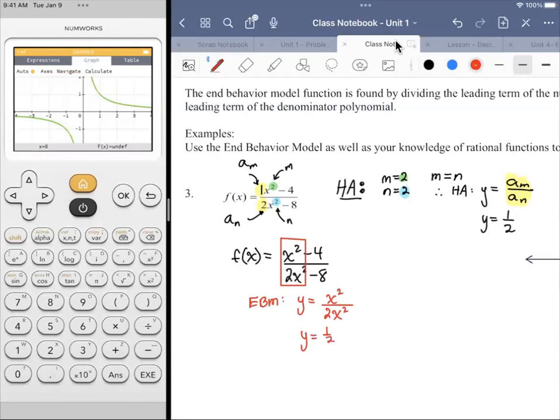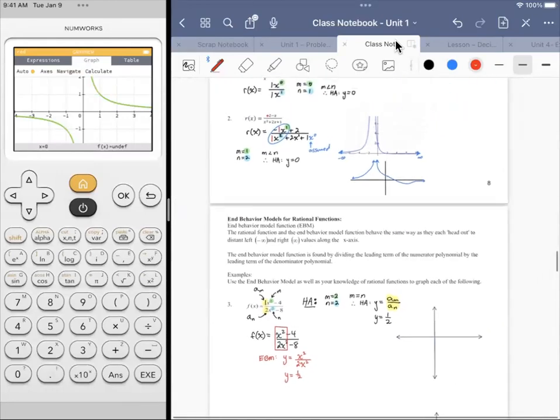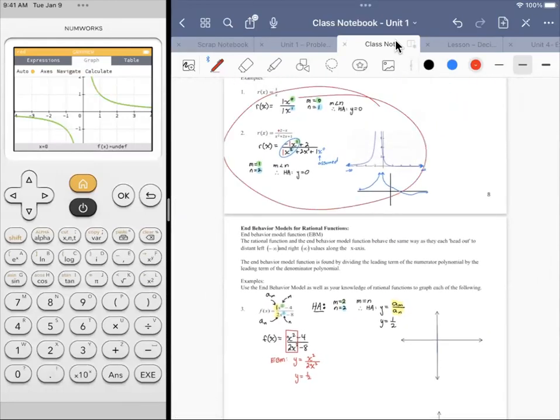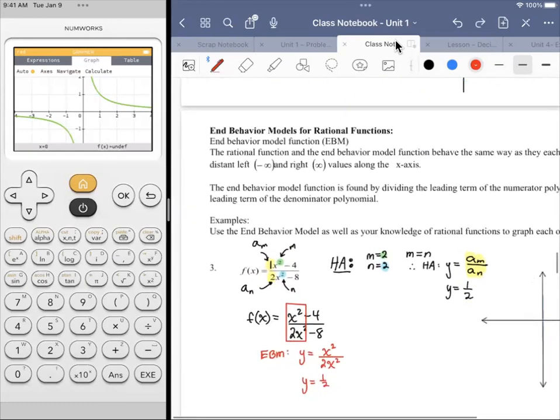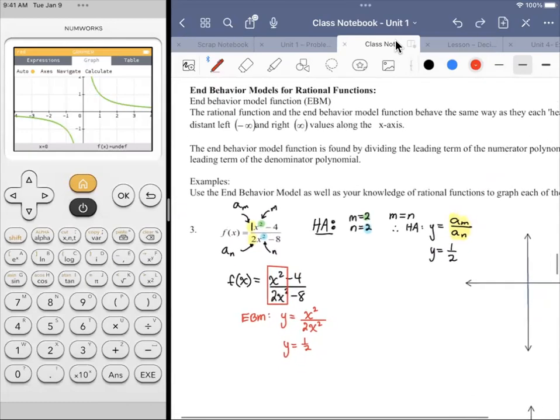The issue that we run into is related to the other functions, these ones over here. If you try that same technique, you end up with a rational function as the end behavior model, so it doesn't really help. And it's kind of like defining a term using the term in its own definition.